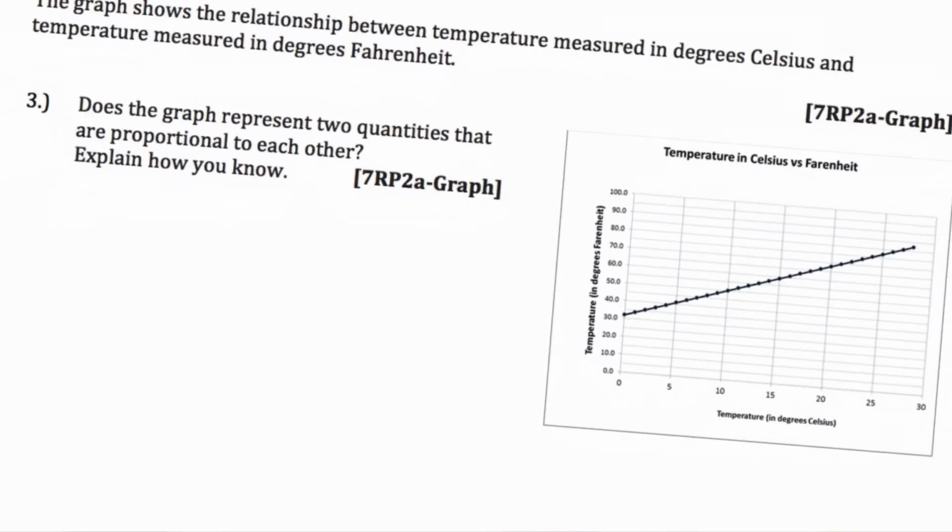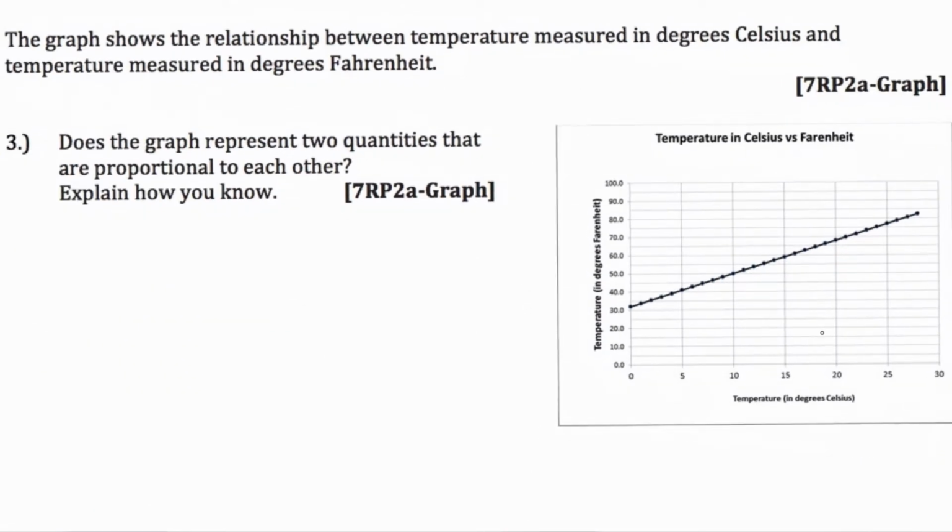I gotta get better at scanning here, scrolling. All right, this graph shows the relationship between temperatures measured in degrees Celsius and temperatures measured in degrees Fahrenheit. Does this graph represent two quantities that are proportional to each other? And your first instinct might be, yes, they're proportional. It passes the straight line test. But that is not all, right?